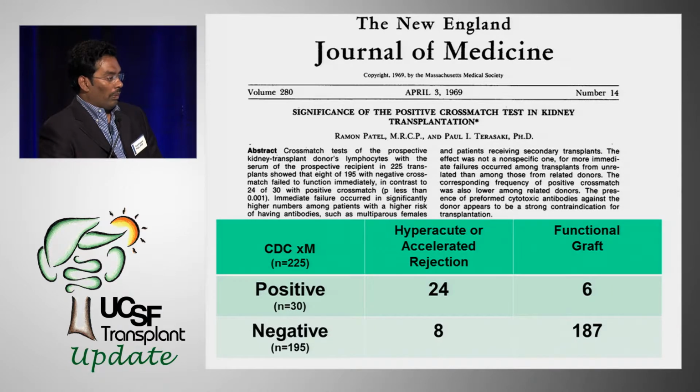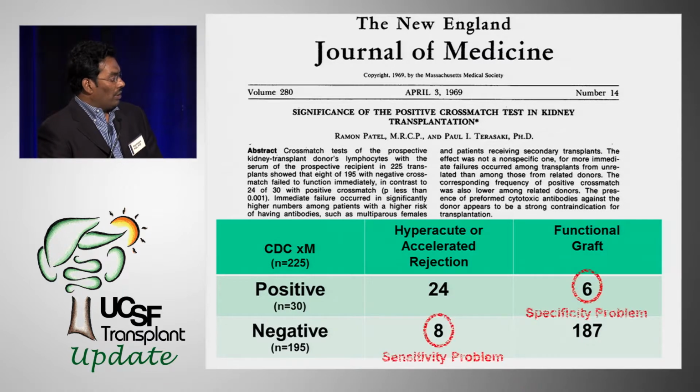Then he also published this paper. He looked at 30 positive cross-matches, and 24 out of 30 showed hyperacute and accelerated rejection. And in most of the negative cross-match individuals, the graft function was fine. So since this publication, it became the standard of care for transplantation.